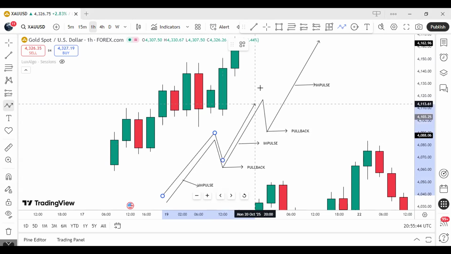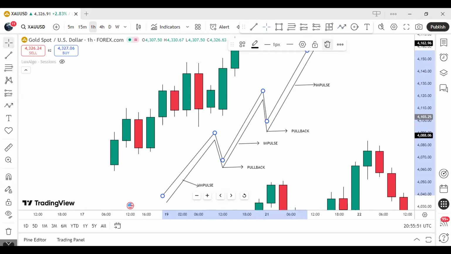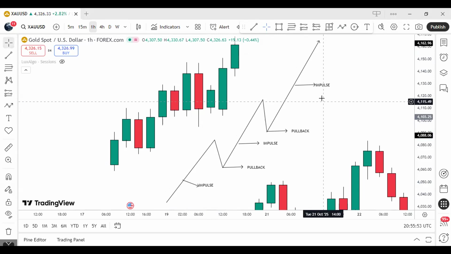This is another impulse, this is another pullback, right? And then this is another impulse. All right. So it's very easy to understand from this diagram, but how can we actually spot it on the chart? Because that is where most of you get confused. And that is why I'm here to help you navigate and understand how to spot a valid pullback on the chart.